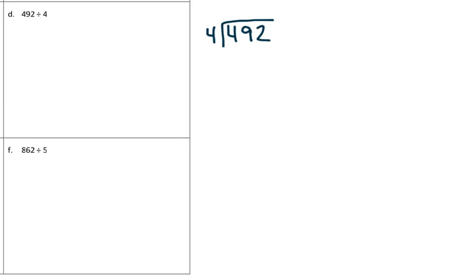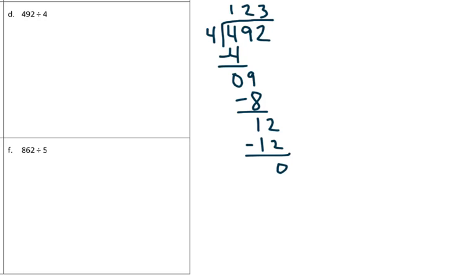Okay, so we have 492 divided by 4. In the 400s, 1 times 4 is 4. Subtract, bring down the 9, and this is 2, 8, 1, 2, and 3 times 4 is 12. So I know the answer is 123. To do the check, you take 123 and multiply it by 4, and you should get 492, and that checks out. Now let me show you how to do this on a place value chart.